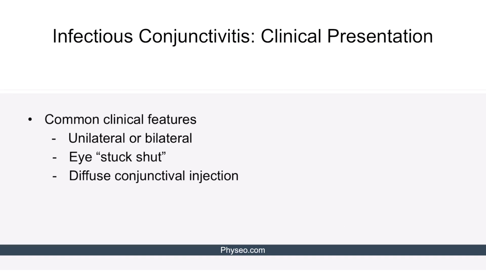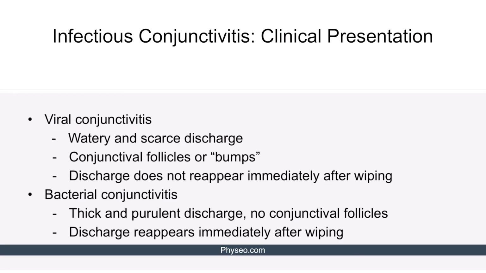Let's first discuss the common clinical features for viral and bacterial conjunctivitis. Both these infections can be either unilateral or bilateral. The patient may describe their eyes as being stuck shut due to discharge sticking the eyelids together. Finally, any type of conjunctivitis is characterized by diffuse conjunctival injection or redness.